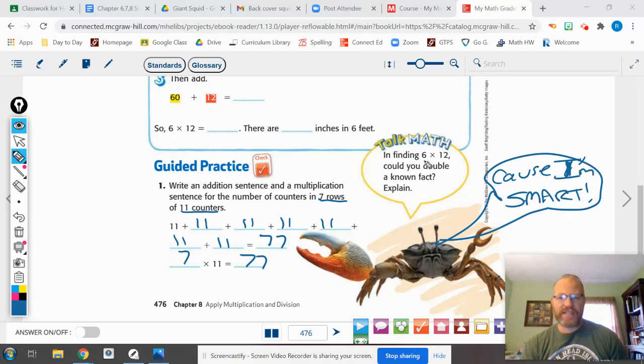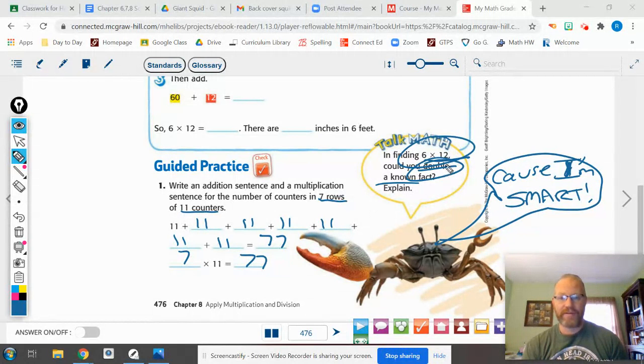So in finding 6 times 12, how could you double the known fact? Yeah, because you know your 3s, or you can break this down to 10 and 2. So you know 10 and 2, which we did up here, which would be 72.